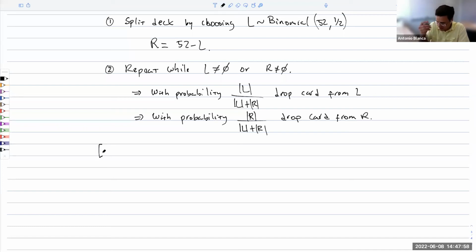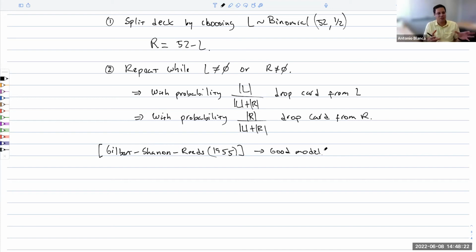This is a model that was studied in the 1950s, 1955, by Gilbert, Shannon, and Reed. And this is a good model, right? What that means is it's a good approximation of how people actually mix a deck of cards by using the riffle shuffle. And in a very interesting result, we'll come later to this if we have time.